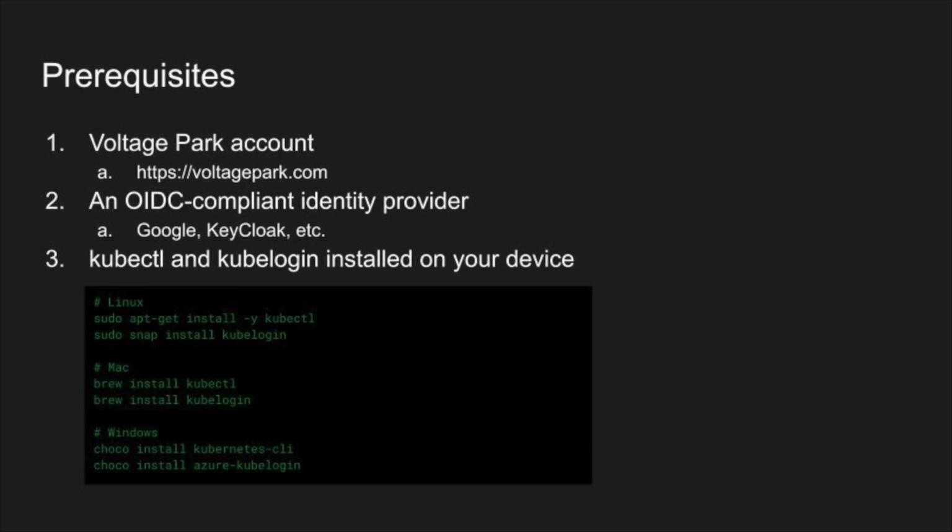First, you'll need an active Voltage Park account. Next, you'll need an OIDC-compliant identity provider. We'll use Google today, but other compliant providers like Keycloak work as well. Finally, you'll need kubectl and the kubelogin add-on installed on your cluster.